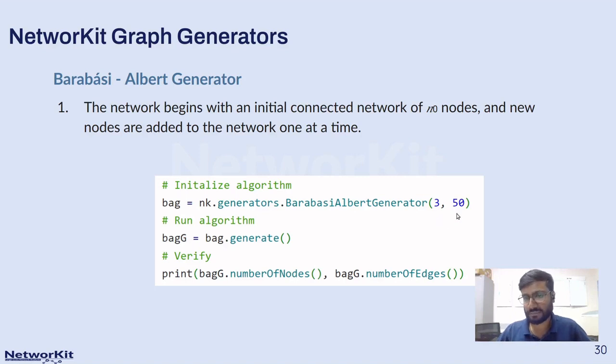Here I am passing 50 for the total number of nodes I want in the graph, and 3 says that when a new node is created, it is connected to 3 previously created nodes randomly. Okay. Now after that we generate the graph, and here I also print the total number of nodes and total number of edges present in the graph.